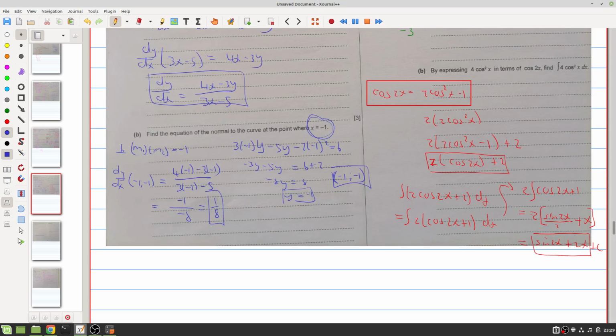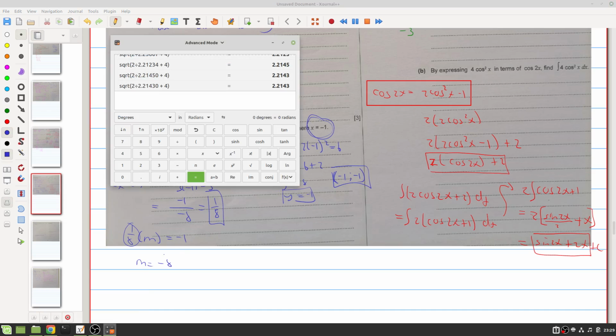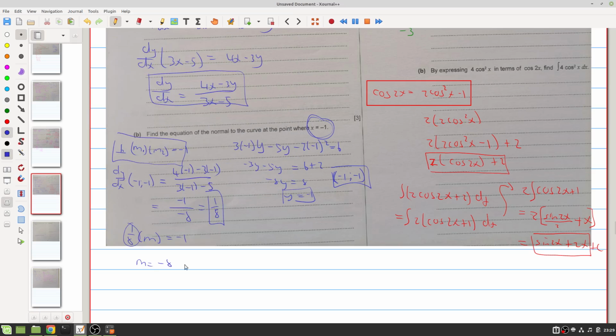So what would the gradient of the normal be? Remember, we're looking at this. So we know that 1 over 8 times the gradient we're looking for must be equal to -1. Okay, so we can just multiply both sides by 8, so we get m equals -8, right? We divide by 1 over 8 here, just to prove that. Let's just say -1 divided by 1 over 8 gives us -8, right?